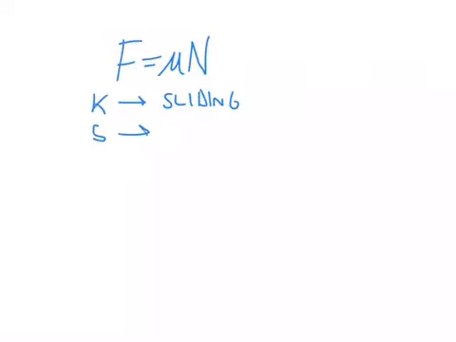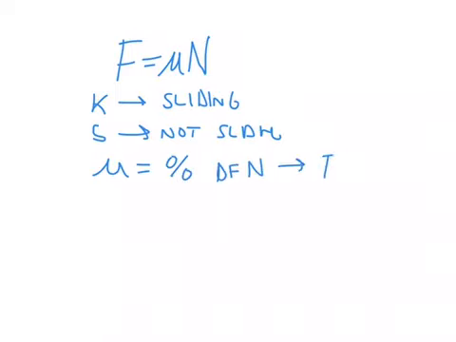So to summarize, the friction force equals mu times the normal force. And I like to say this is the fun equation. When we look at this, we can go through and solve, and we could have kinetic friction, which is when the surfaces are sliding. We could have static friction, where they're not sliding. And remember that mu gives us the percentage of the normal force that shows up as frictional force.